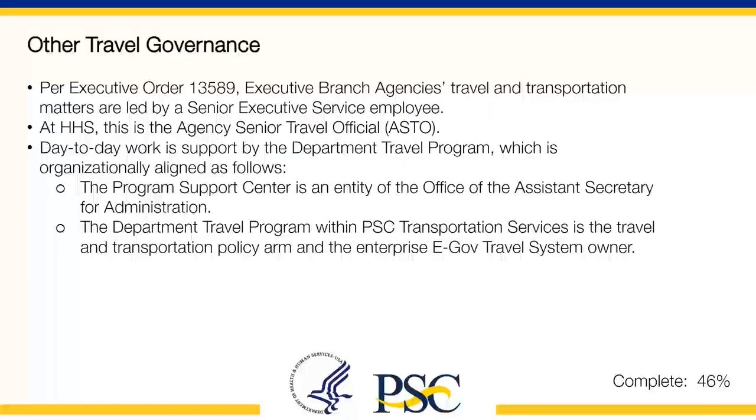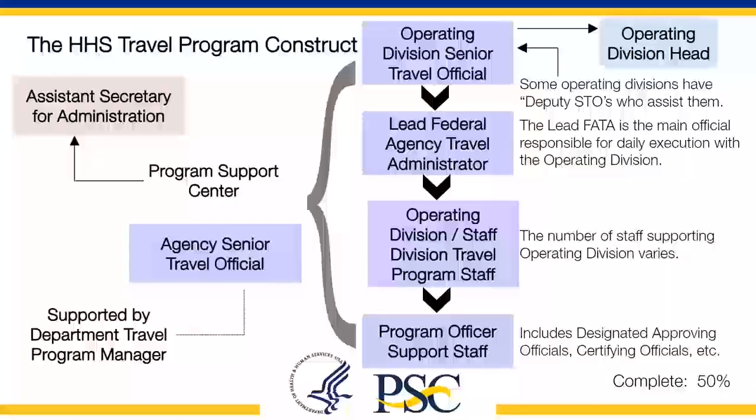Per Executive Order 13589, executive branch agencies' travel and transportation matters are led by a senior executive service employee. At HHS, this is the agency's senior travel official, ASTO. Day-to-day work is supported by the Department Travel Program, which is organizationally aligned as follows. The Program Support Center is an entity of the Office of the Assistant Secretary for Administration. The Department Travel Program within PSC Transportation Services is the travel and transportation policy arm and the eGov travel system owner. This flowchart shows the HHS travel program construct.